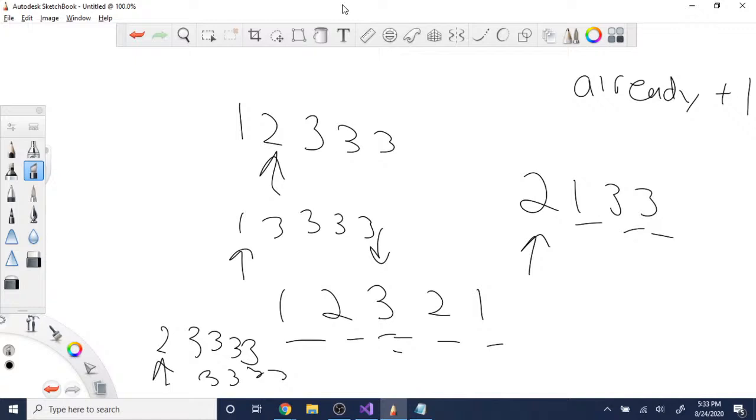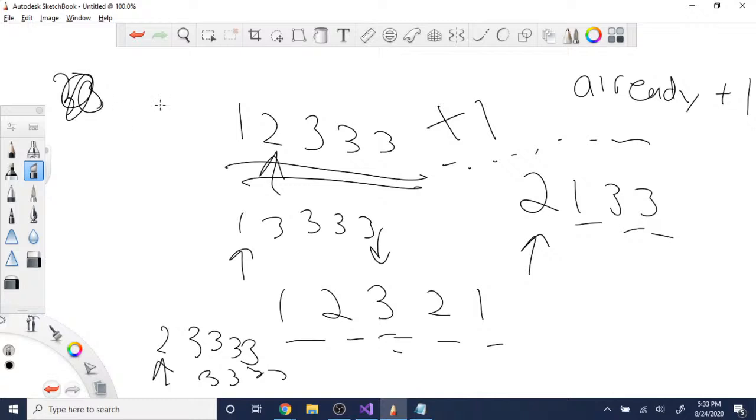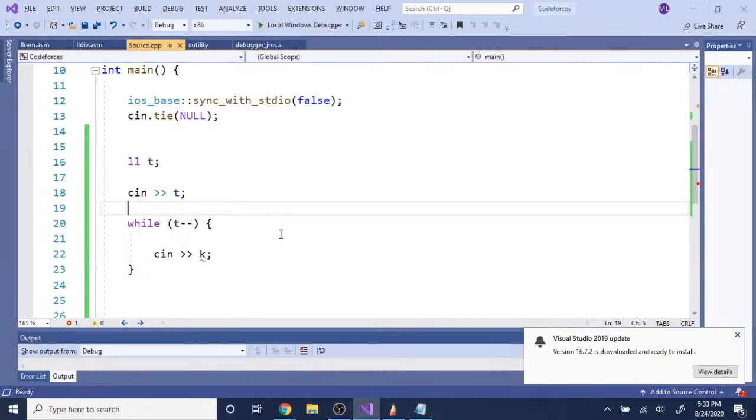Technically, you could keep adding 1 to the number. So like here, I could just keep adding 1 over and over and over again until I get to a number that's a palindrome. That's very inefficient though. But let's actually brute force that real quick.